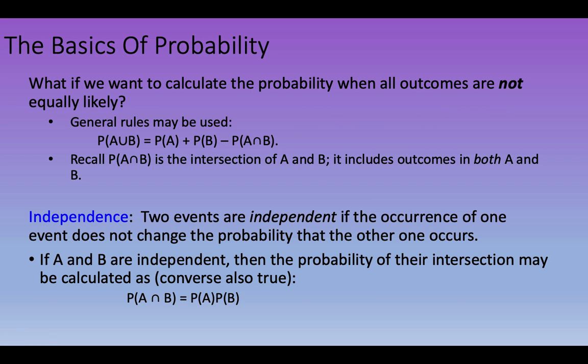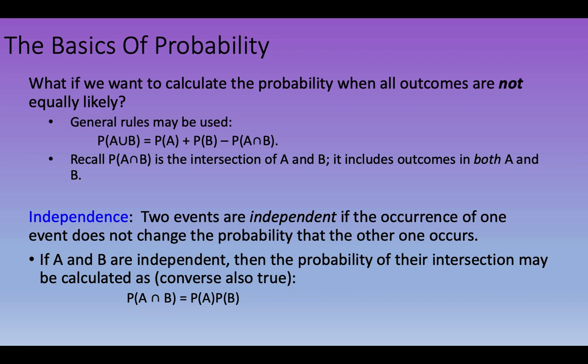Along with understanding how to calculate the number of outcomes in sets and in parameter space, it's really important that we also understand what to do when outcomes are not equally likely. This happens in real data.